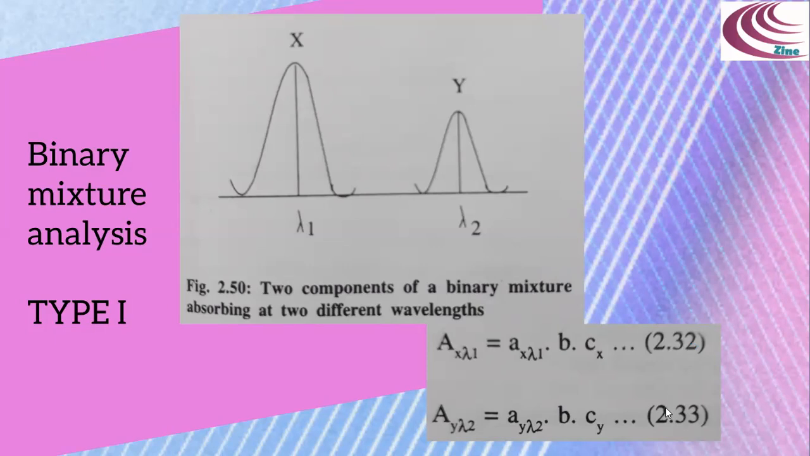Similarly, the concentration of Y, that is Cy, can be found out from equation 2.33 by recording its absorbance, that is A_Y λ2 at wavelength 2, and by determining its specific absorbance, that is a_Y λ2. Thus, the concentration of the two components can be determined independently.